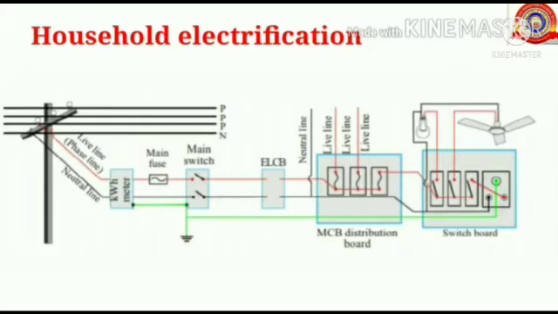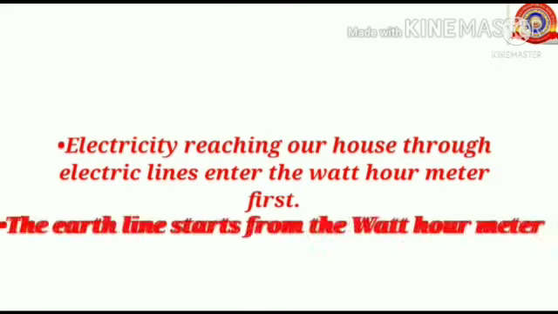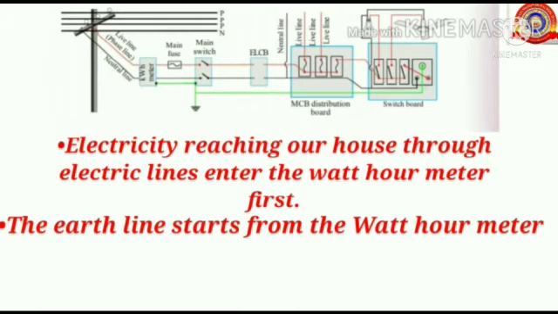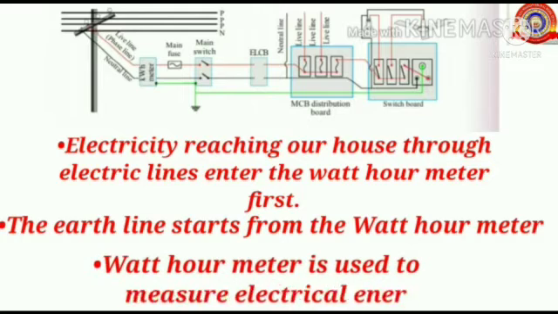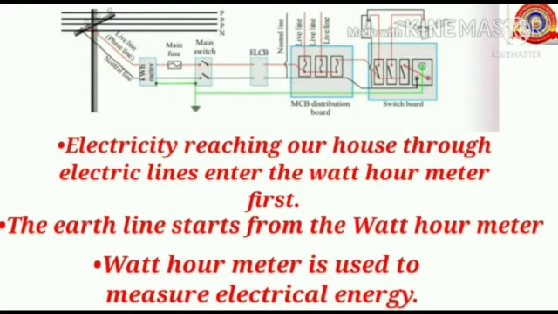Household electrification. Here you can see the pictorial representation of a household electric circuit. This is also called tree system, and this system starts from the electric post. So let's learn more about this tree system. Electricity reaching our house through electric lines enters the watt hour meter first, that you can see in this picture.